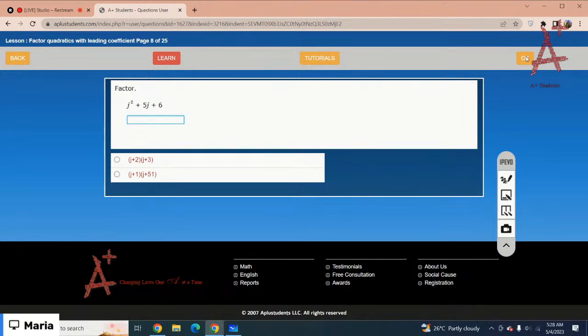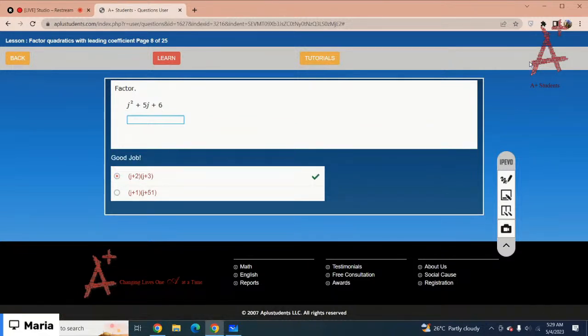Okay, j square plus 5j plus 6, which is the correct option? Yes, it would be 3 plus 2 makes 5 and 3 times 2 makes 6. So option number 1 is the correct option.